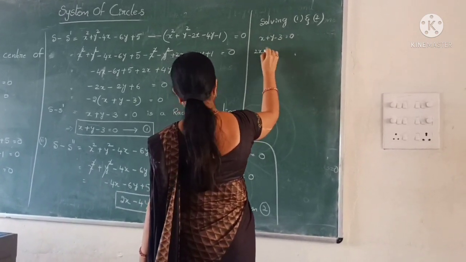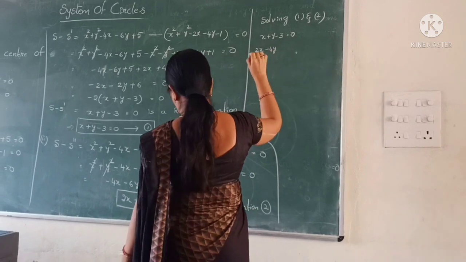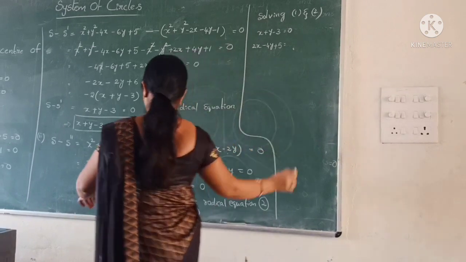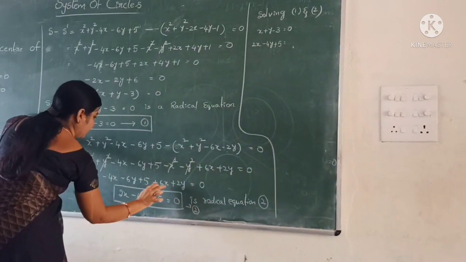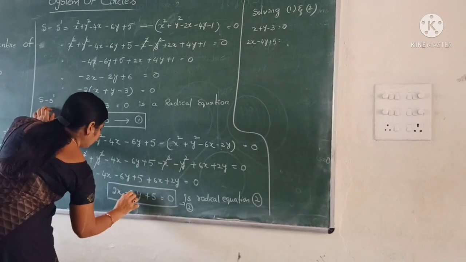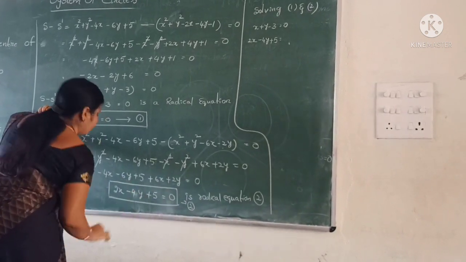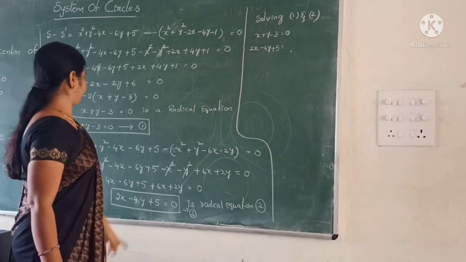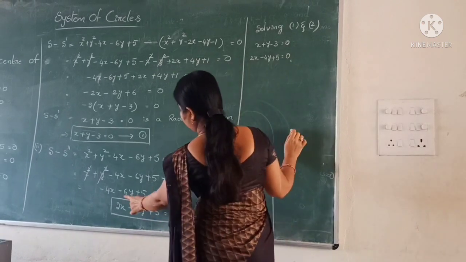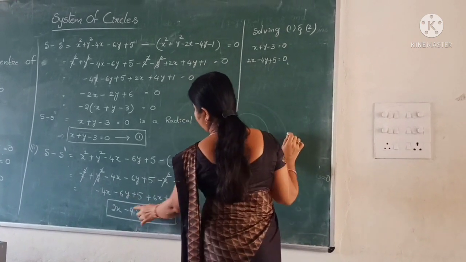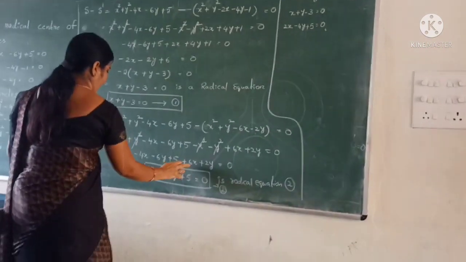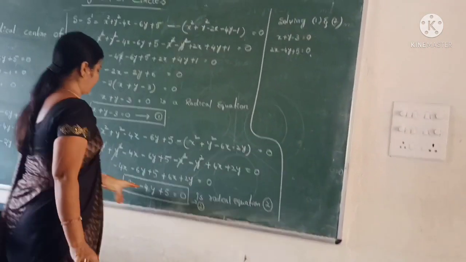Second equation: 2x minus 4y plus 5 is equal to 0. Minus 6y plus 2y is minus 4y, minus 4x plus 6x is 2x, plus 5.